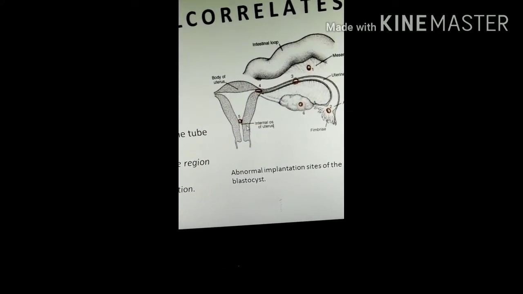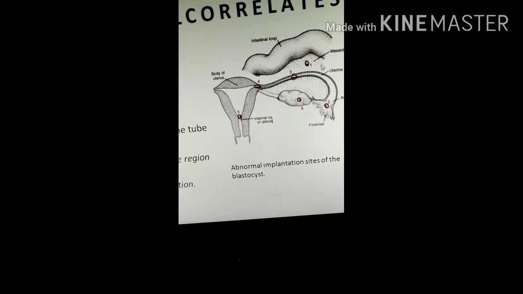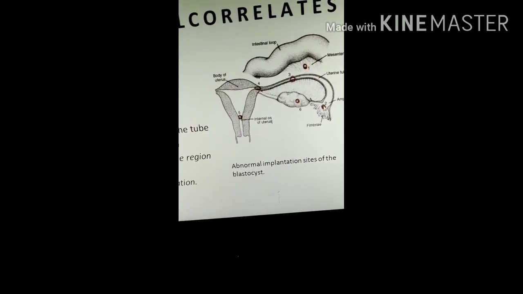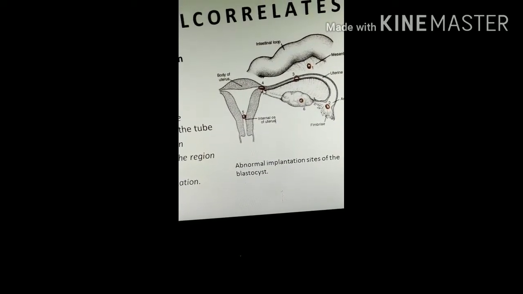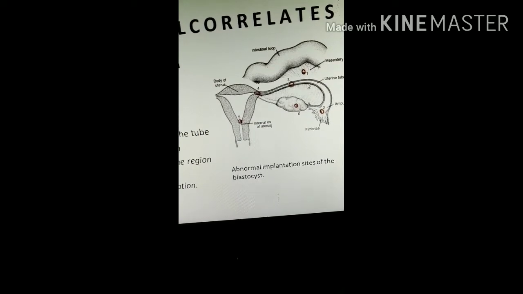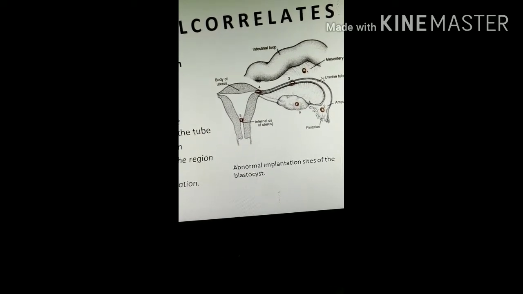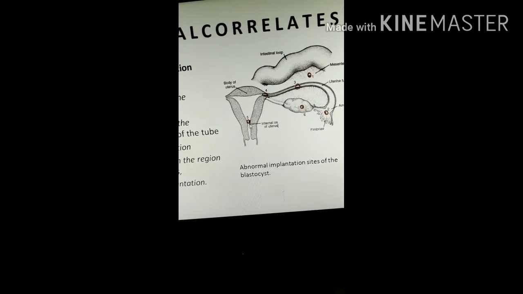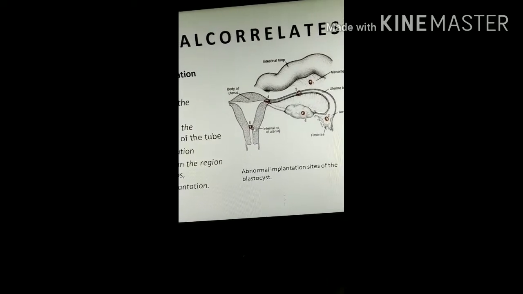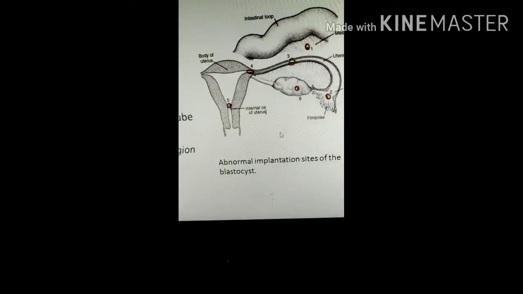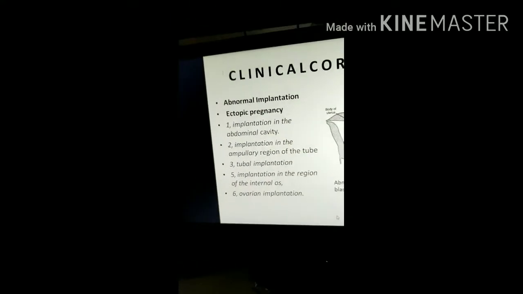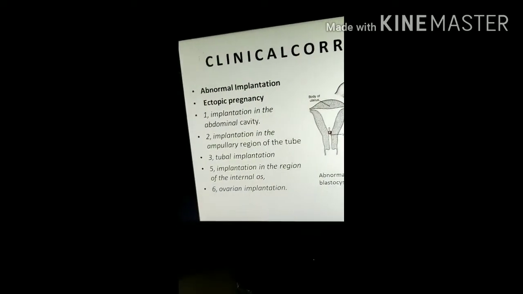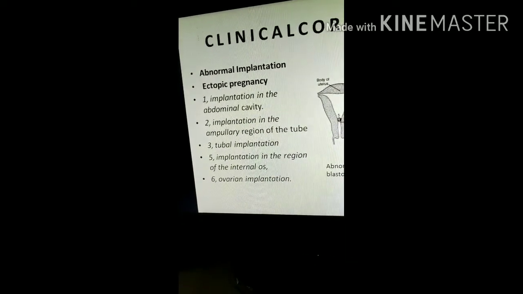These are the different sites: either the peritoneum or abdominal cavity, and also the ampulla of the fallopian tube, the isthmus, and the intramural space. Any part of the fallopian tube is an ectopic pregnancy, and the ovary, or a site close to the cervix, is also abnormal implantation. This is the clinical correlation of implantation. This is the end of the first week of development. Thank you all.